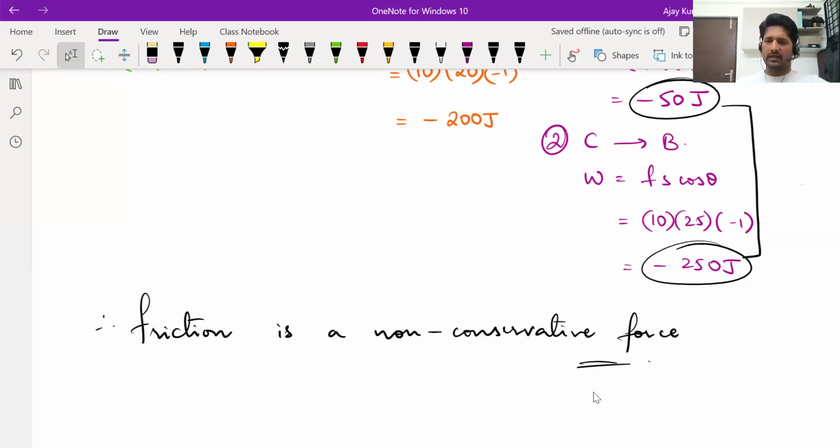It does not try to conserve this quantity called mechanical energy. Now, what exactly is mechanical energy? We'll learn in the next class. And next class is very important. We will define potential energy in the next class.